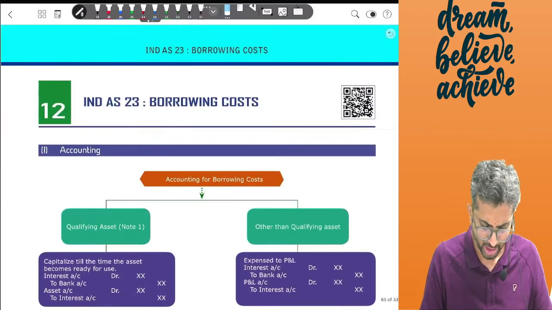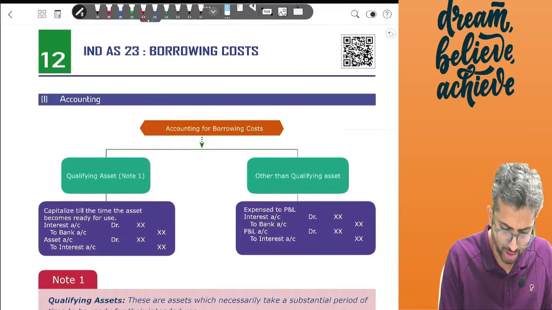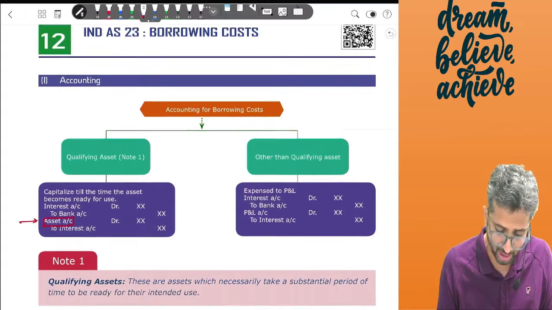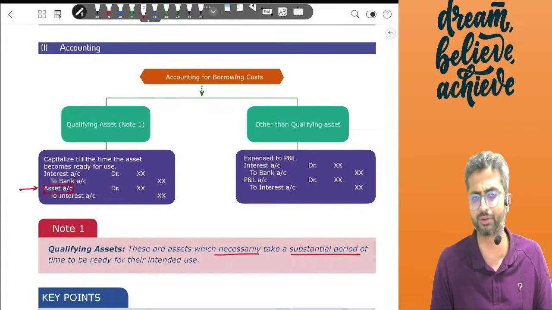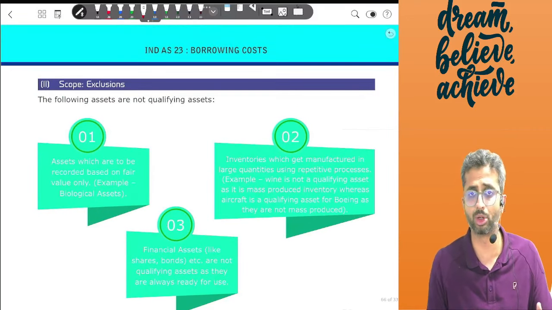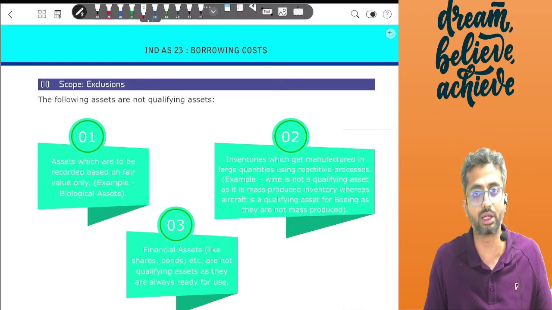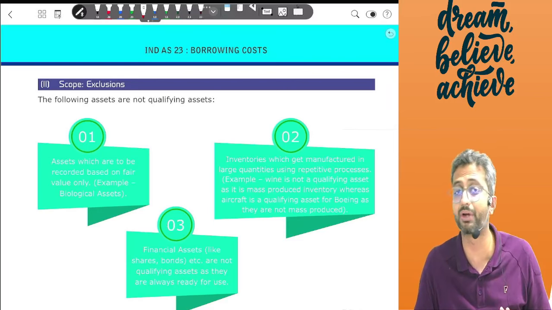So over here, this is regarding the accounting for borrowing costs, where the important thing is you will take asset account debit to bank when you are capitalizing it, and you are capitalizing it for a qualifying asset which necessarily takes a substantial period of time. Now, usually this standard is applicable to all assets which take a substantial period of time, which can be PPE, which can be intangibles, which can even be inventories. If they're taking a substantial period of time, it is qualifying assets and not just qualifying PPE.